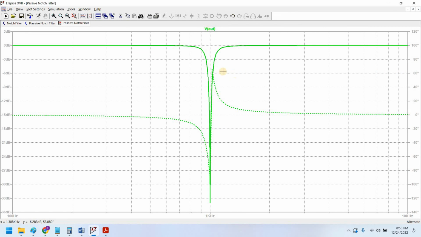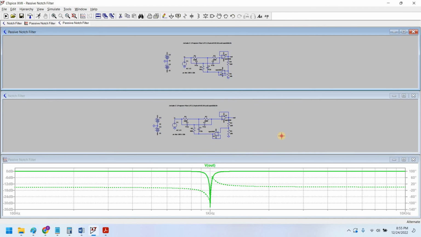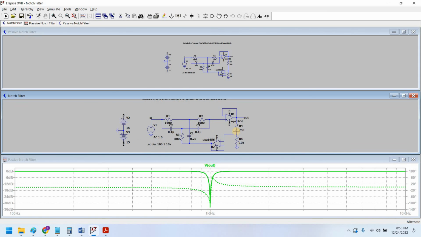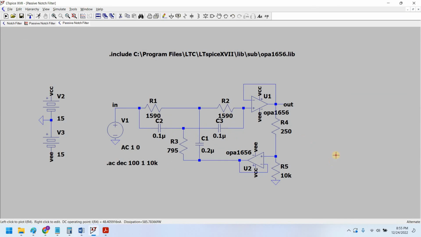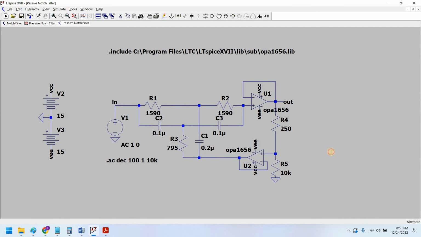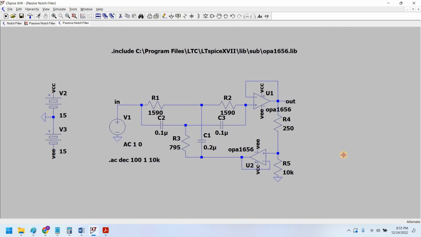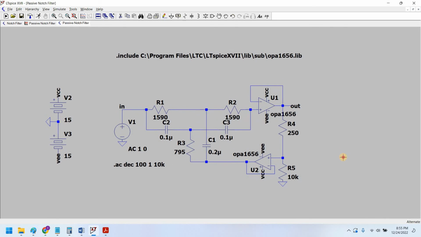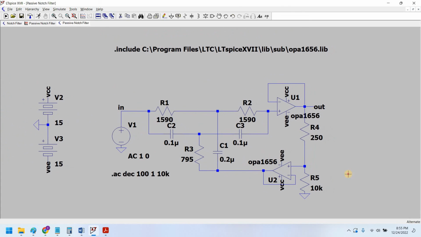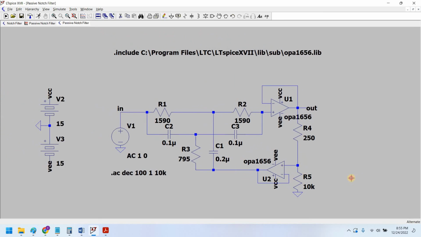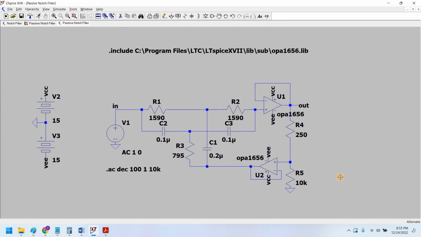So that is it guys. If you guys have any questions, then just let me know, and I would be here again with another video, hopefully for the band stop filter. Although the notch filter covered the band stop filter, I would like to make a small video about the band stop filter circuit and its response.